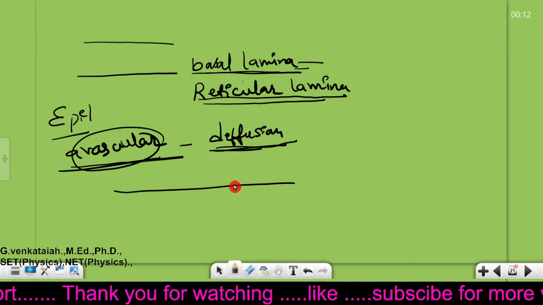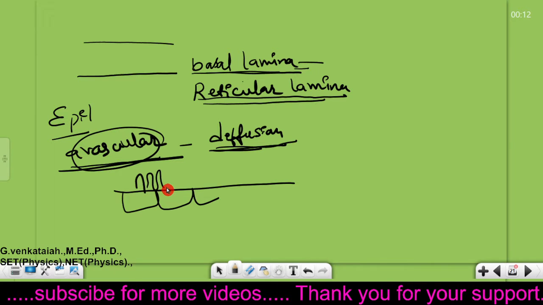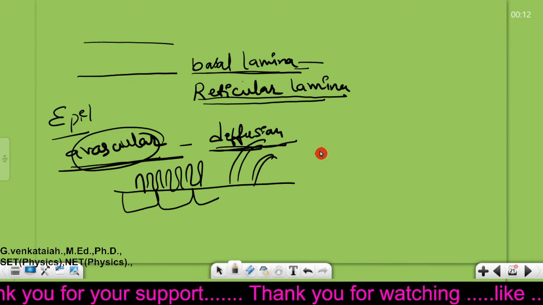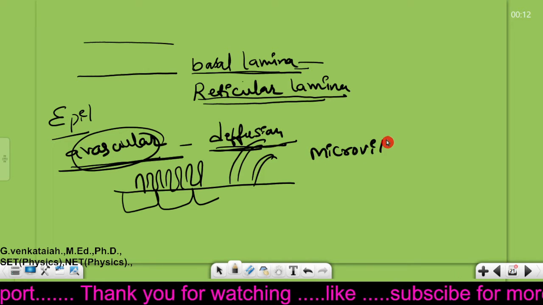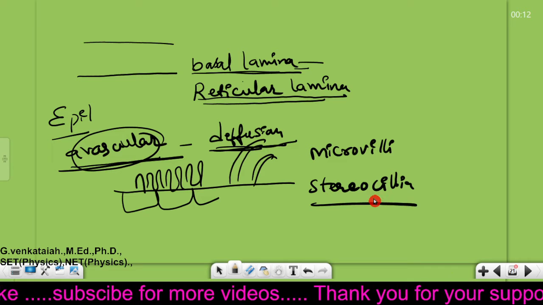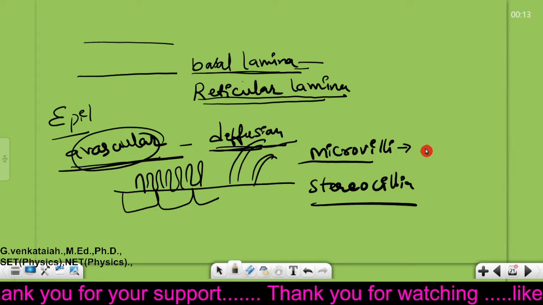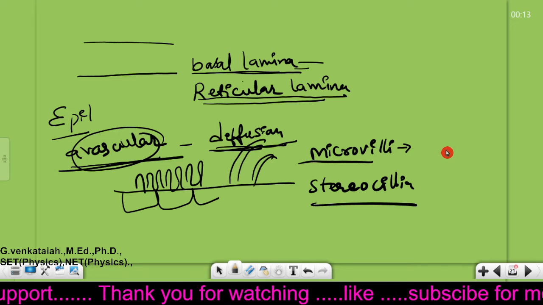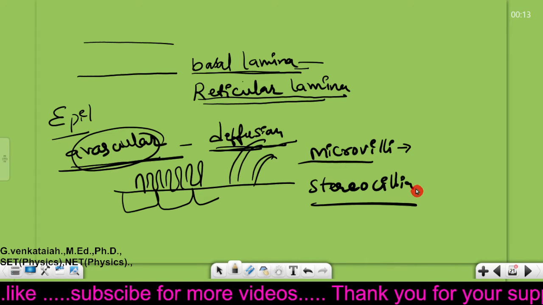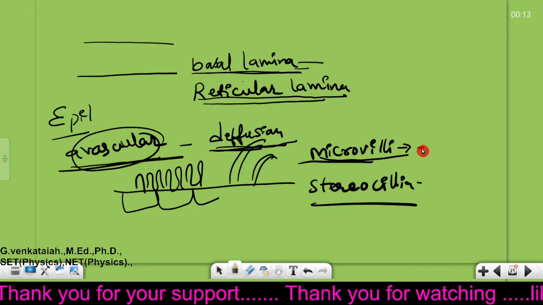On the surface of some epithelial tissues, some cells have microvilli, cilia, or stereocilia. Microvilli help to increase the surface area of the epithelial tissues, and stereocilia are non-motile filaments that help the microvilli to increase the area.